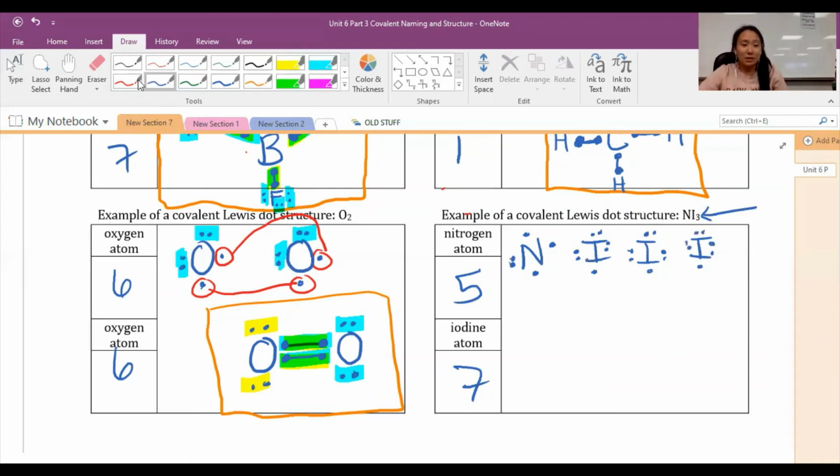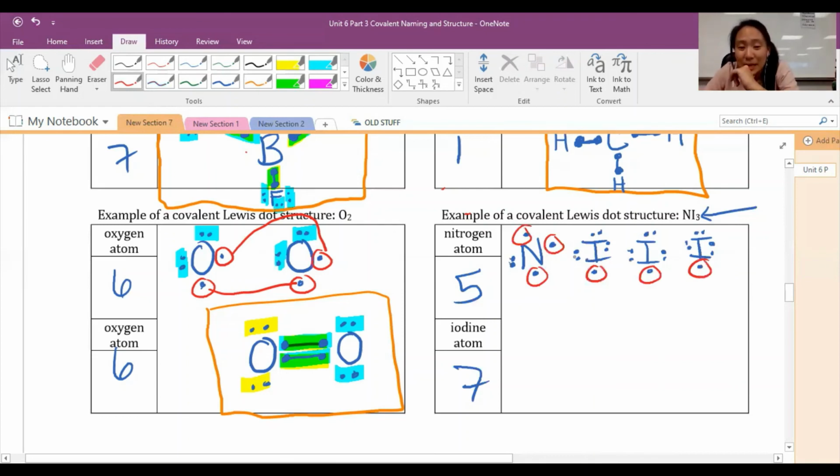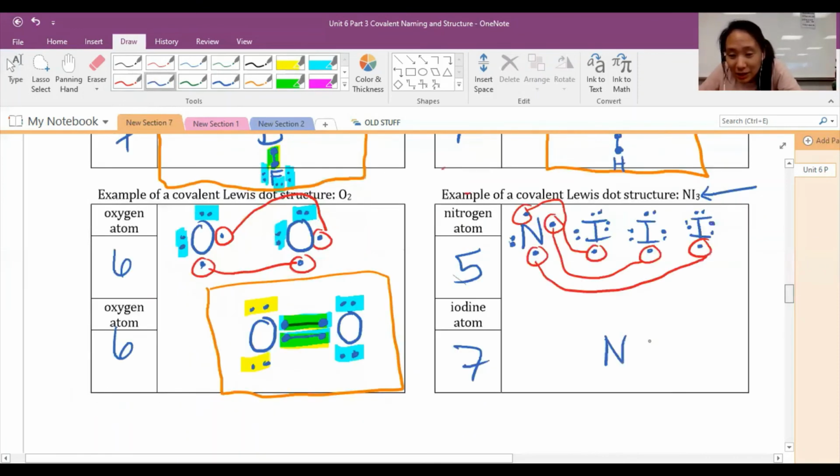Then you can see clearly where all your single dots are. Single dot, single dot, single dot, single dot, single dot, single dot, right? You have to connect all of them together. So I'm going to connect, connect, connect. Then this end is going to be attached, going off the page here, to an iodine here, iodine there, another iodine here.